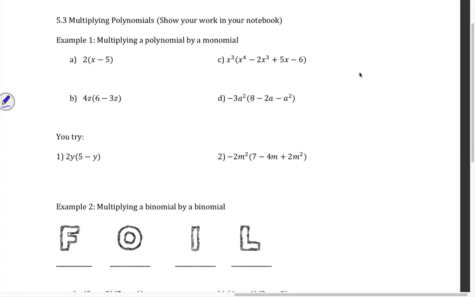Okay, so here for A, we distribute the 2 to the x and to the -5. So 2 times x is 2x, and 2 times -5 is -10. So A just becomes 2x minus 10. Does that make sense? Right? Are we okay with that? Rachel, are you okay with that? Emily, you okay with that? Yeah. Okay.